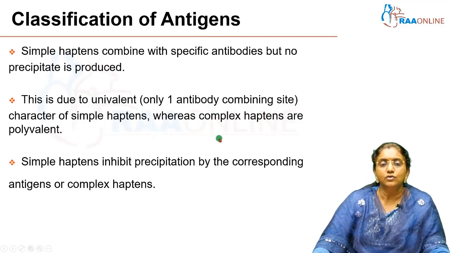So it does not produce any precipitate. The disadvantage of these simple haptens is that if complex haptens or corresponding antigens are there, the simple hapten, if it binds to the antibody, will inhibit the precipitation by blocking the antigen binding site of the antibodies.